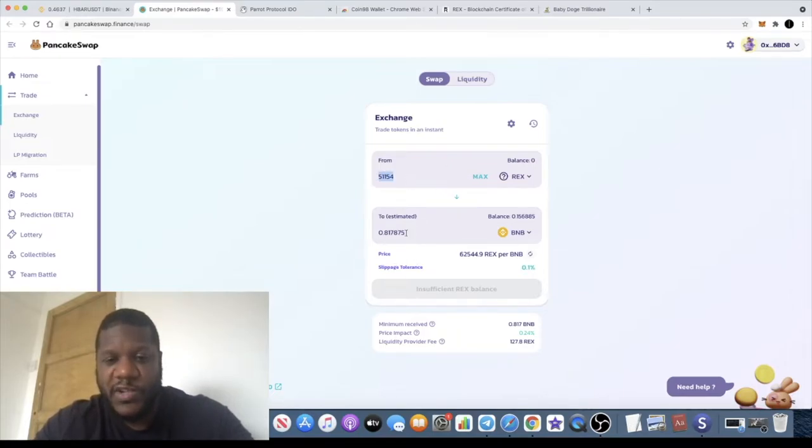Obviously, if REX falls, that will be less a day, and if REX goes up, that will be more a day, but that's decent. We're looking at about $300 to $400 a day, just staking on REX.